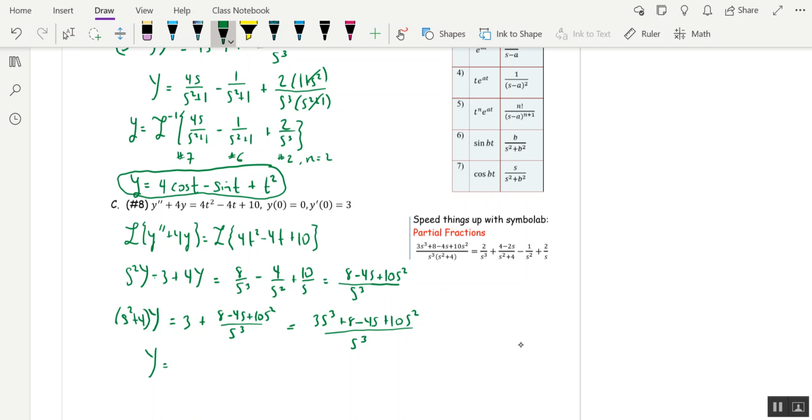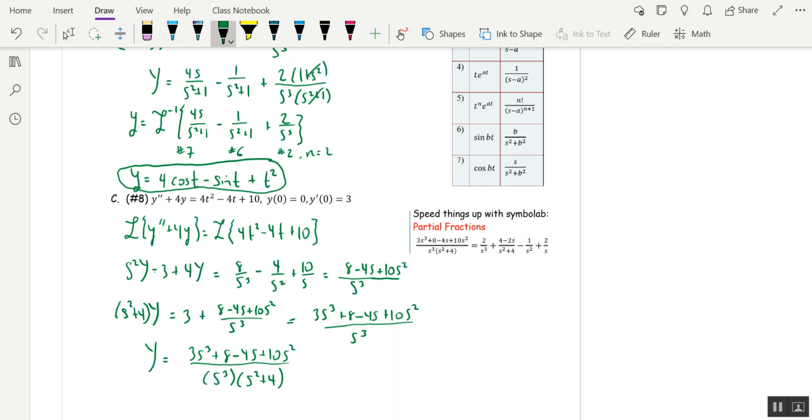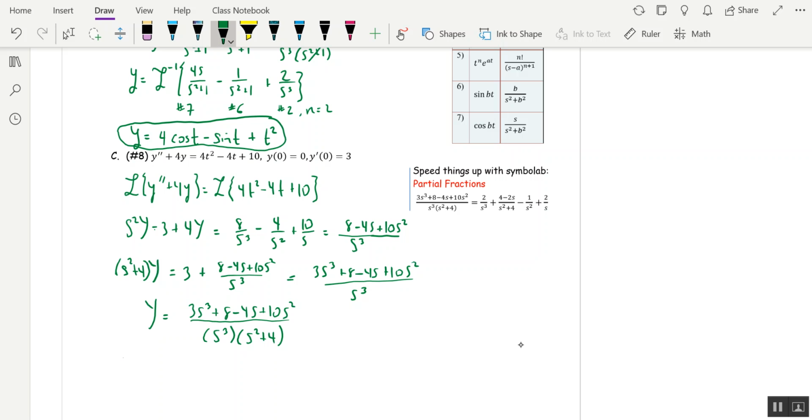Big Y is, so that numerator, 3s cubed plus 8 minus 4s plus 10s squared over s cubed. I didn't need parentheses there, s squared plus 4. I did need them there. Okay, so that is what I have on my hint. So I can go ahead and write down the partial fractions on my next step.